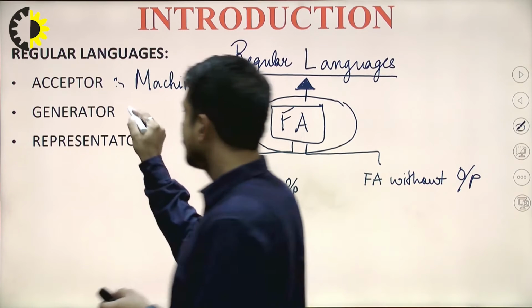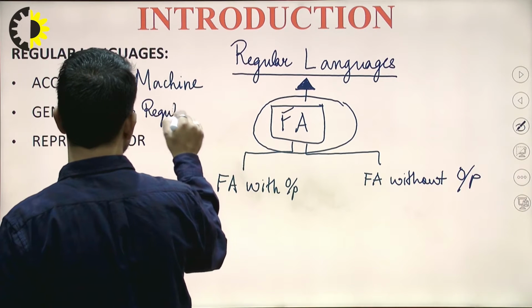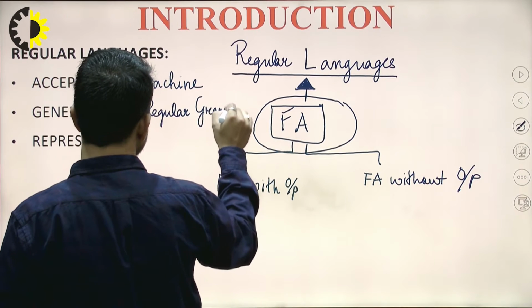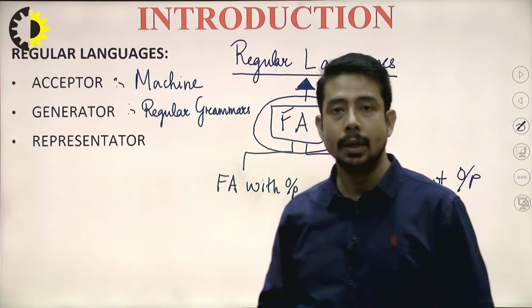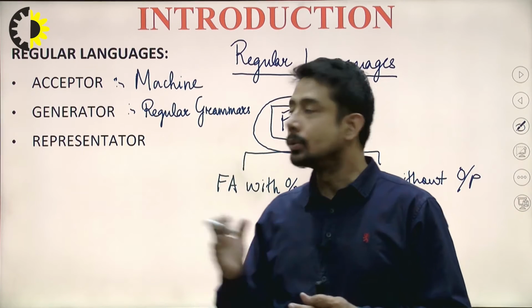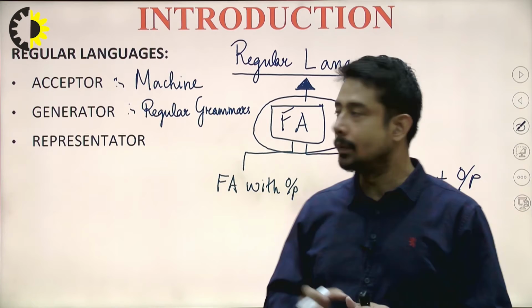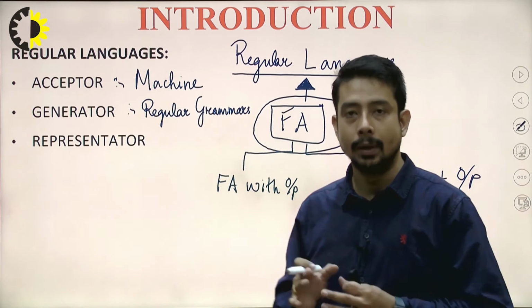So here in the case of regular languages, the generators are regular grammars, or in simple form we can say grammars. And these grammars are the ones which will produce or generate the strings from the given language. We will check this particular concept in unit number 3 in a very good way.